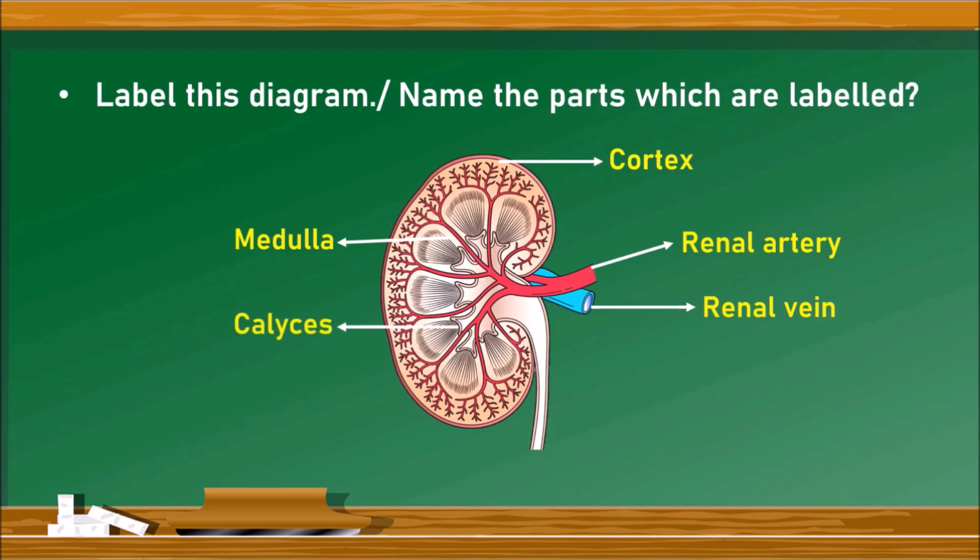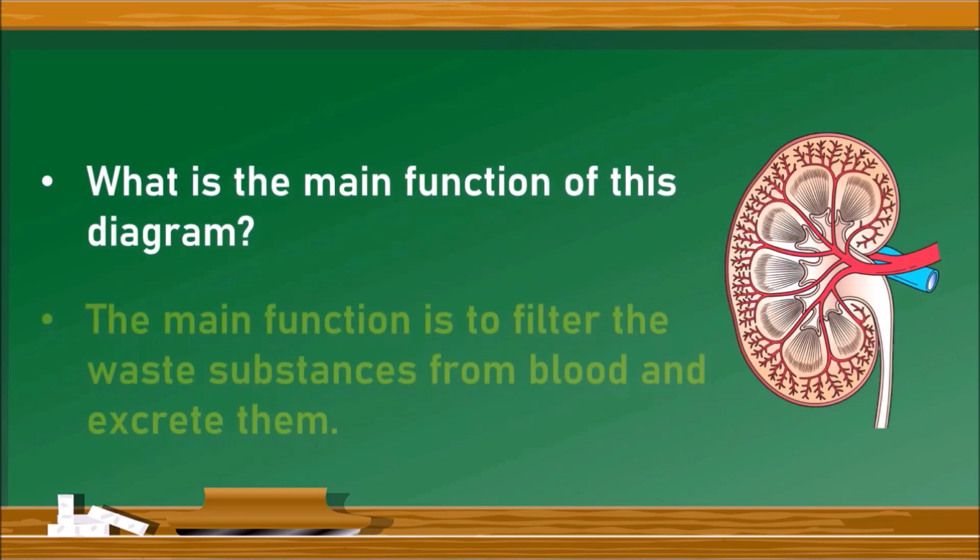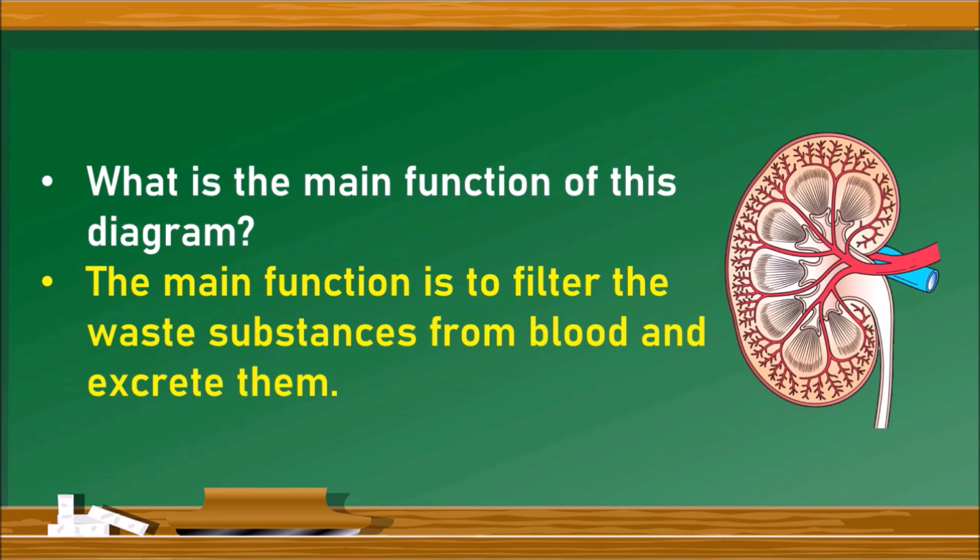The next are calyces, which collect all the collecting tubules of nephron. Next one, the flattened and wide structure, is known as pelvis. The pelvis continues as the ureter. These are the different parts of kidney. Next question. What is the main function of this organ? The main function of this kidney is to filter the waste substances from the blood and excrete them. So the main process is excretion. You can also write the main process is excretion.